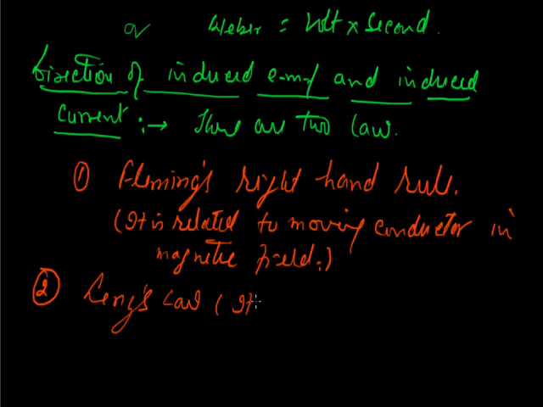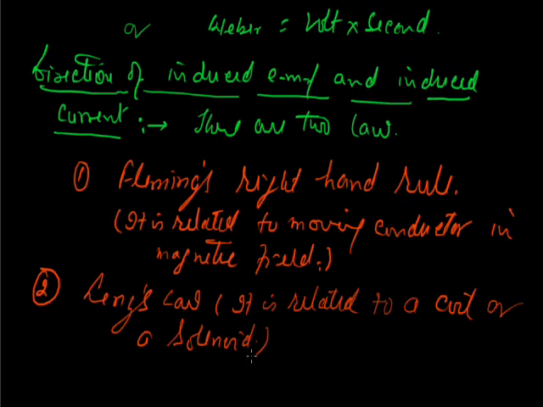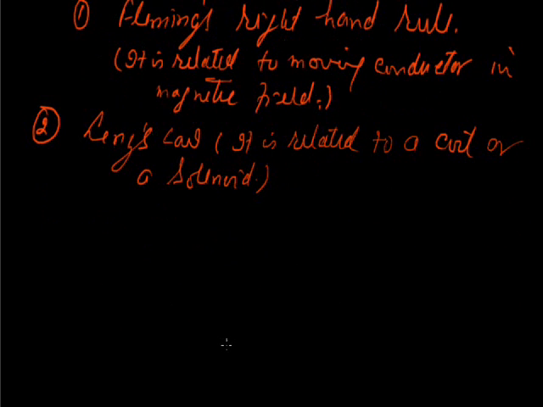It is related to the direction of induced EMF in a coil or a solenoid. We will discuss these laws separately. Number one is Fleming's right hand rule.